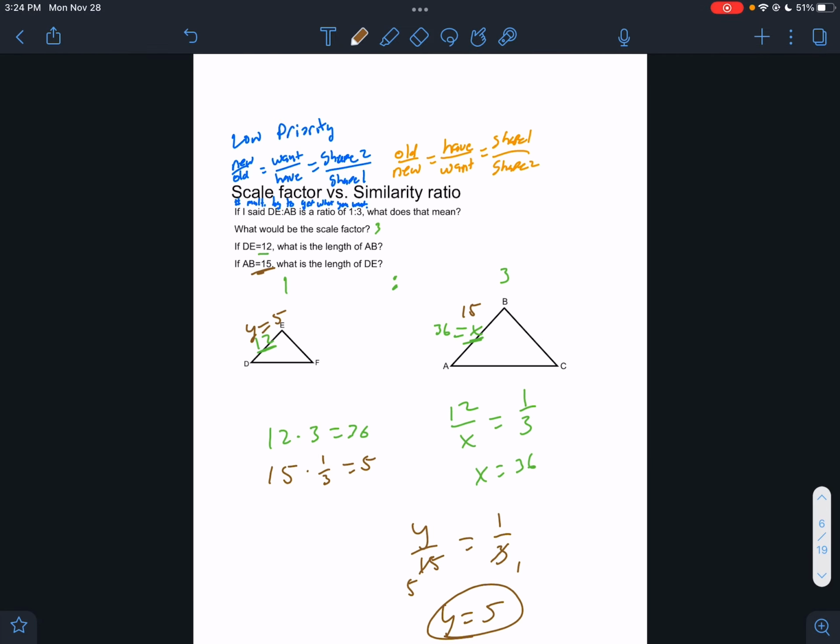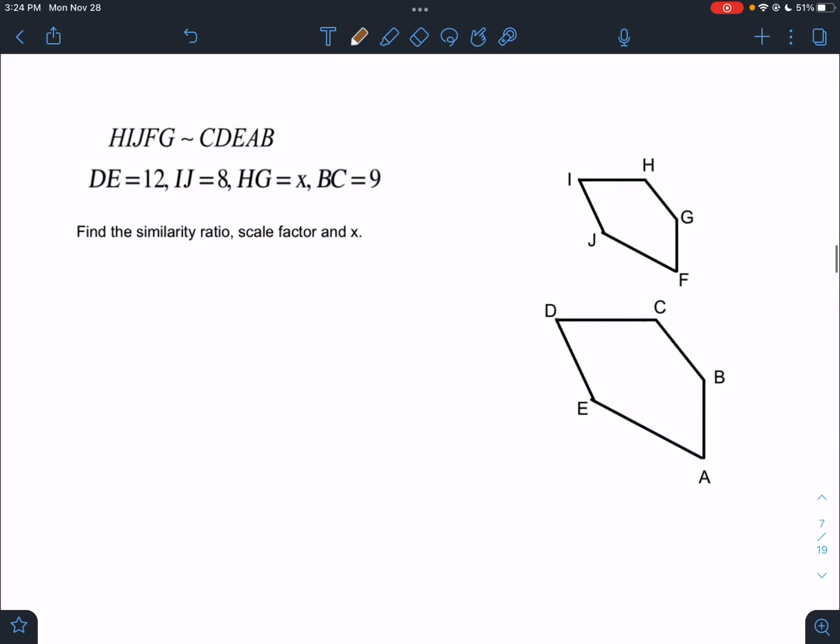I'm not too worried. If you don't understand the difference between scale factor and similar ratio, I'm not too worried about it. I didn't even explain it fully because it's just not worth our time. Knowing how to solve the problems is the big deal. So let's take a look here.